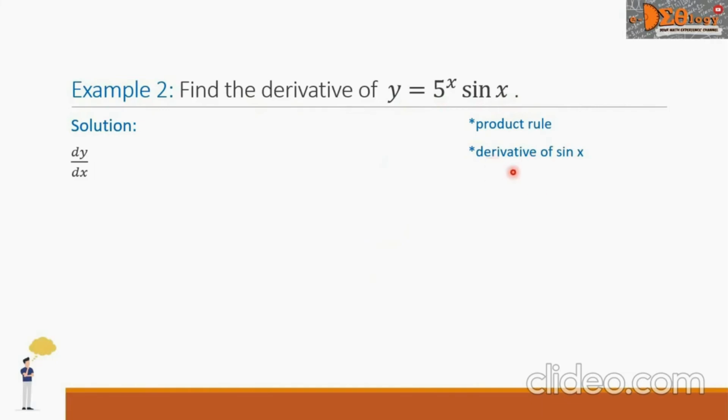Second, remember the derivative of sine x. And the third, remember the derivative of a raised to x. In this case, the a is equal to 5.